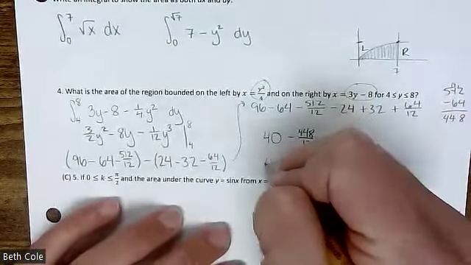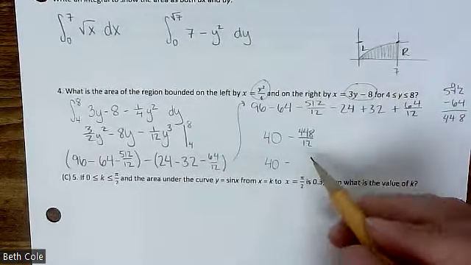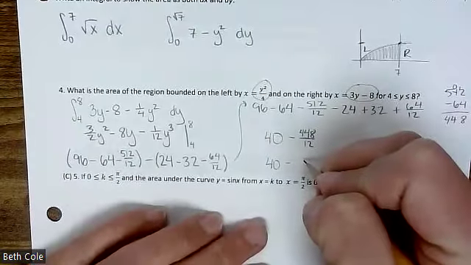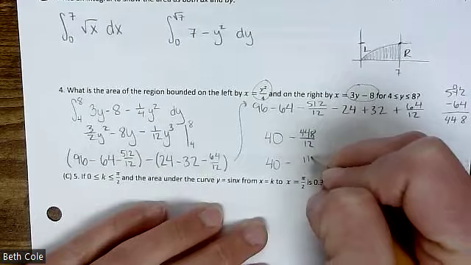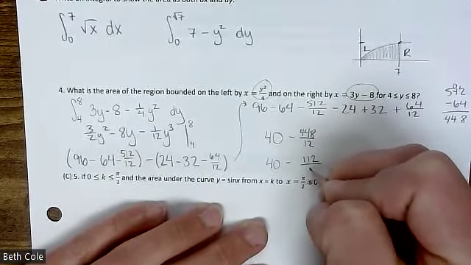All right, and then we're going to reduce that. So those will both divide by 4, I believe. So that would be 112 thirds.